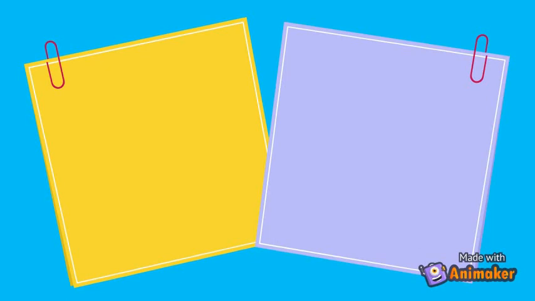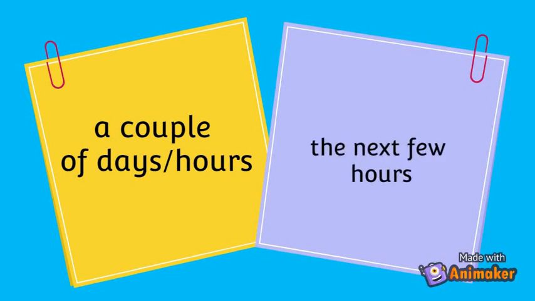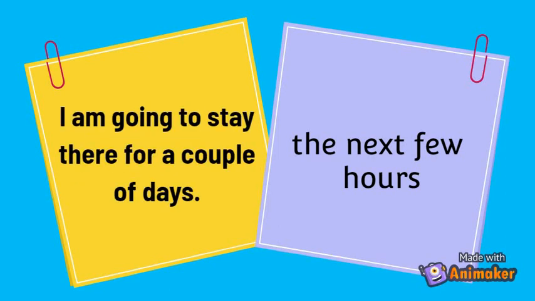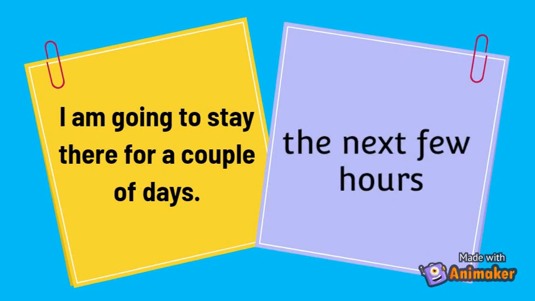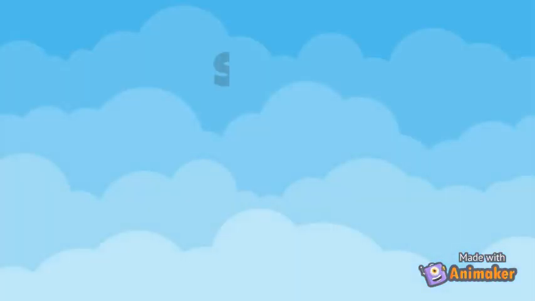We can also use for with time phrases. Time phrases are such as a couple of days, hours, or the next few hours. So for a couple of days is such as I am going to stay there for a couple of days. We are using for with the time phrase a couple of days or a couple of hours. For the next few hours, he is going to be busy for the next few hours. So we always use for with any kind of time words.